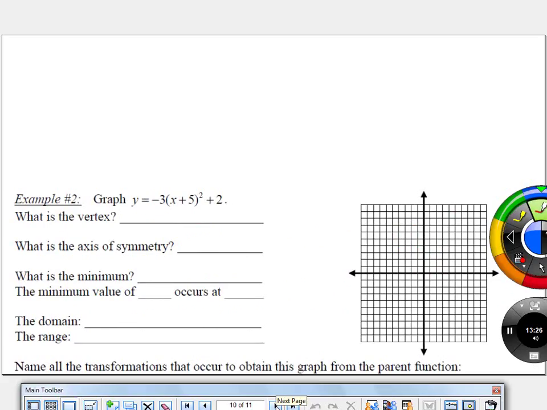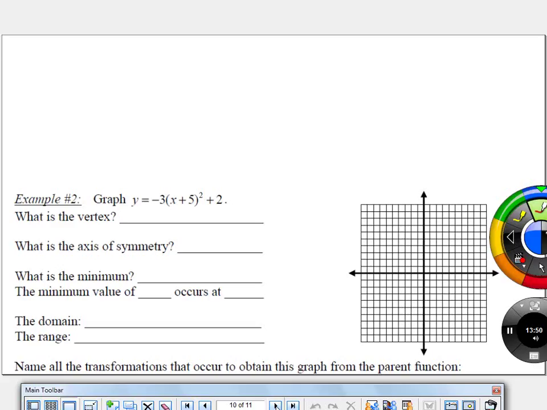All right, why don't you guys go ahead and give this problem a try. So we want, what are all of the transformations? We want you to be able to graph it. We want the vertex, the axis of symmetry, the minimum point, and then the minimum value and where it occurs at. And actually, in this case, it should be a maximum. Does everybody know why I'm saying that?